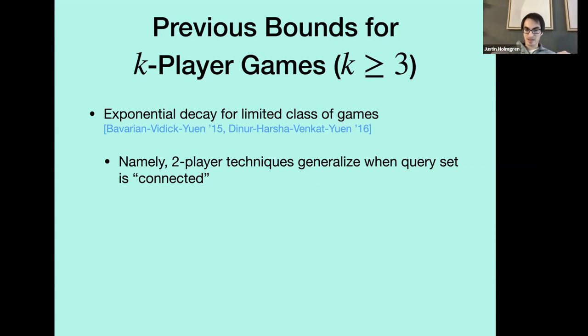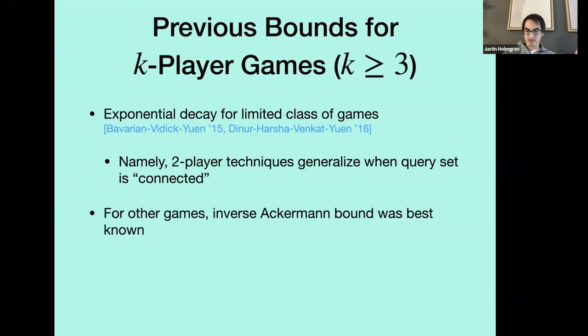And by connected, I mean it in a little bit of a strange sense: if you take any two possible queries the referee might ask, you can get from the one to the other by just changing one player's query at a time. And the whole time you're doing this, you keep a valid query, like a query that the referee might actually have asked. It's a little bit strange, but if you have a query distribution with this property, then we can prove exponential bounds. And for games besides games like this, this inverse Ackermann bound is the best that was known.